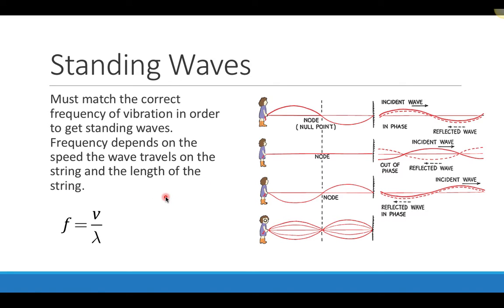So one of the things we realize is that the frequency of a wave, the frequency of vibration, depends on the speed that the wave travels and the wavelength of the wave. If you have a string, the speed at which the wave travels is going to depend on the tension in the string and on the mass per unit length of the string. And so for a given string, the speed with which the wave travels is a constant value. But we can adjust what the wavelength is, and thus also change what the frequency is.